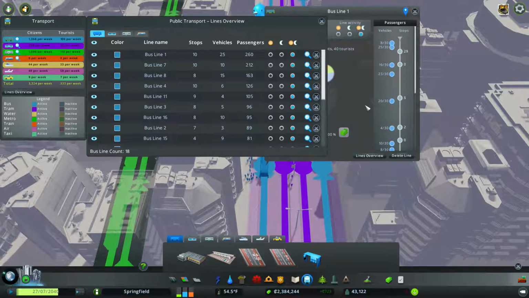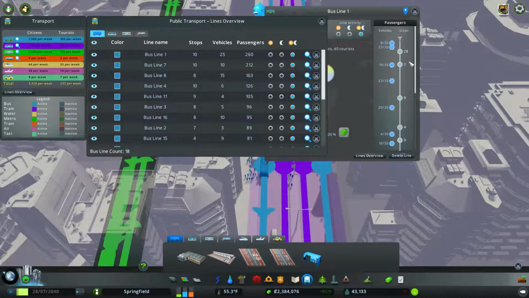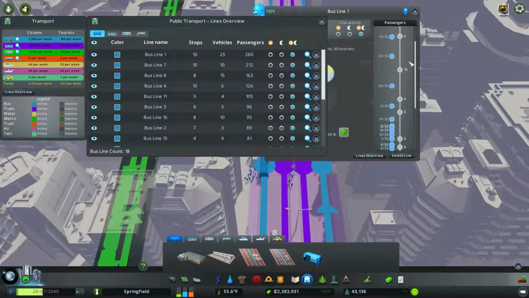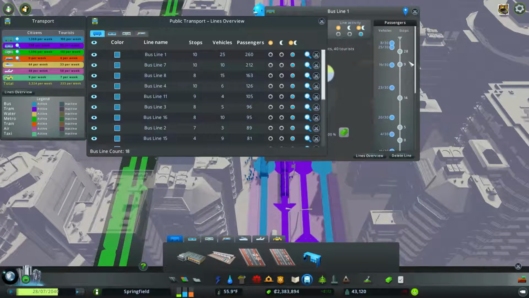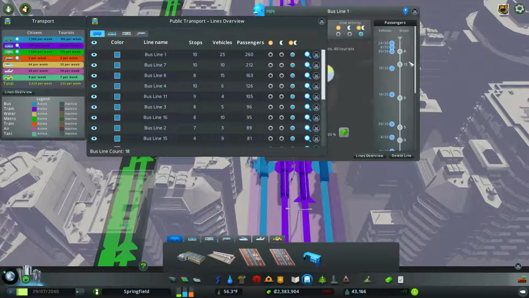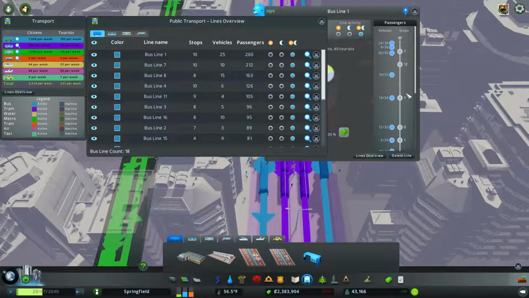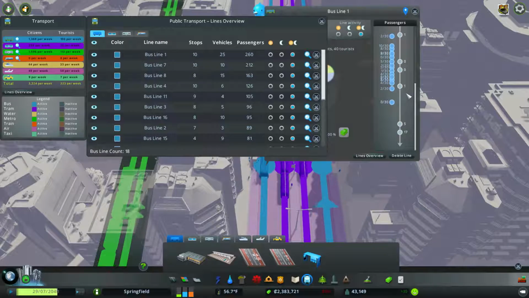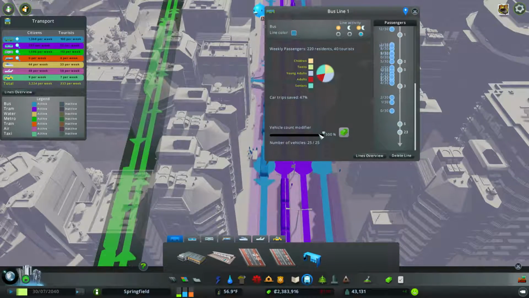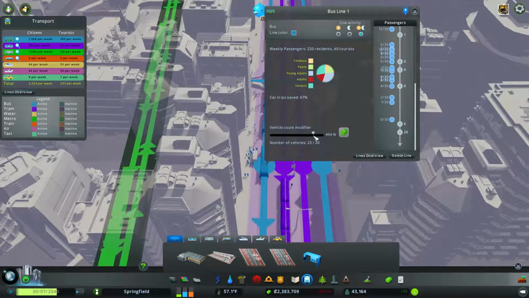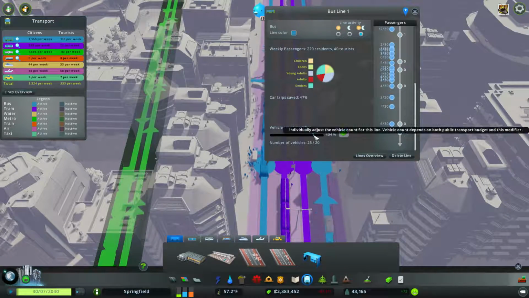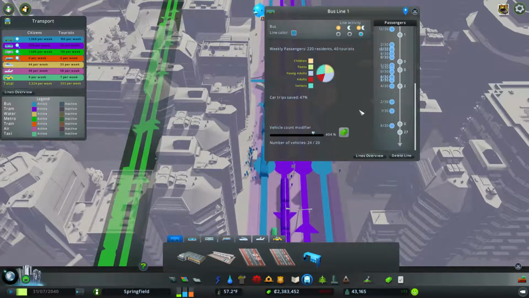Okay, so after looking at it, as you can see here, all of those people at that stop are now gone. And there aren't nearly as many. So it might have just been a time of day thing. Probably. So let's go ahead and reduce. Let's take 5 buses off of this. Let's go to 20.